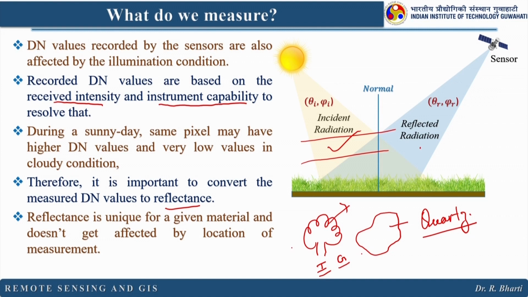So that is my point. Once you convert that to reflectance, you can have a very unique value for a given material, and that can be used to identify that material. It doesn't matter whether it belongs to India, Germany or US, or maybe any other country. So you can identify that material without any problem, right?